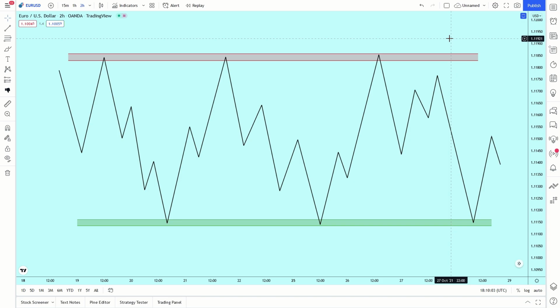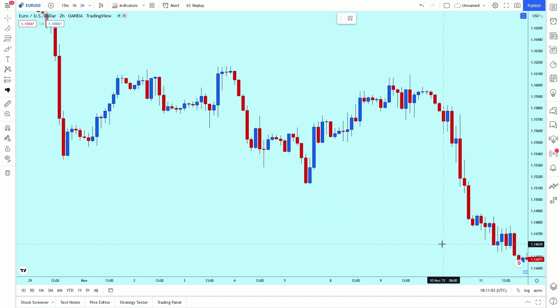And now I'm going to show examples on real charts. Okay, take your time and try to spot the zone here. I will give you a few seconds.